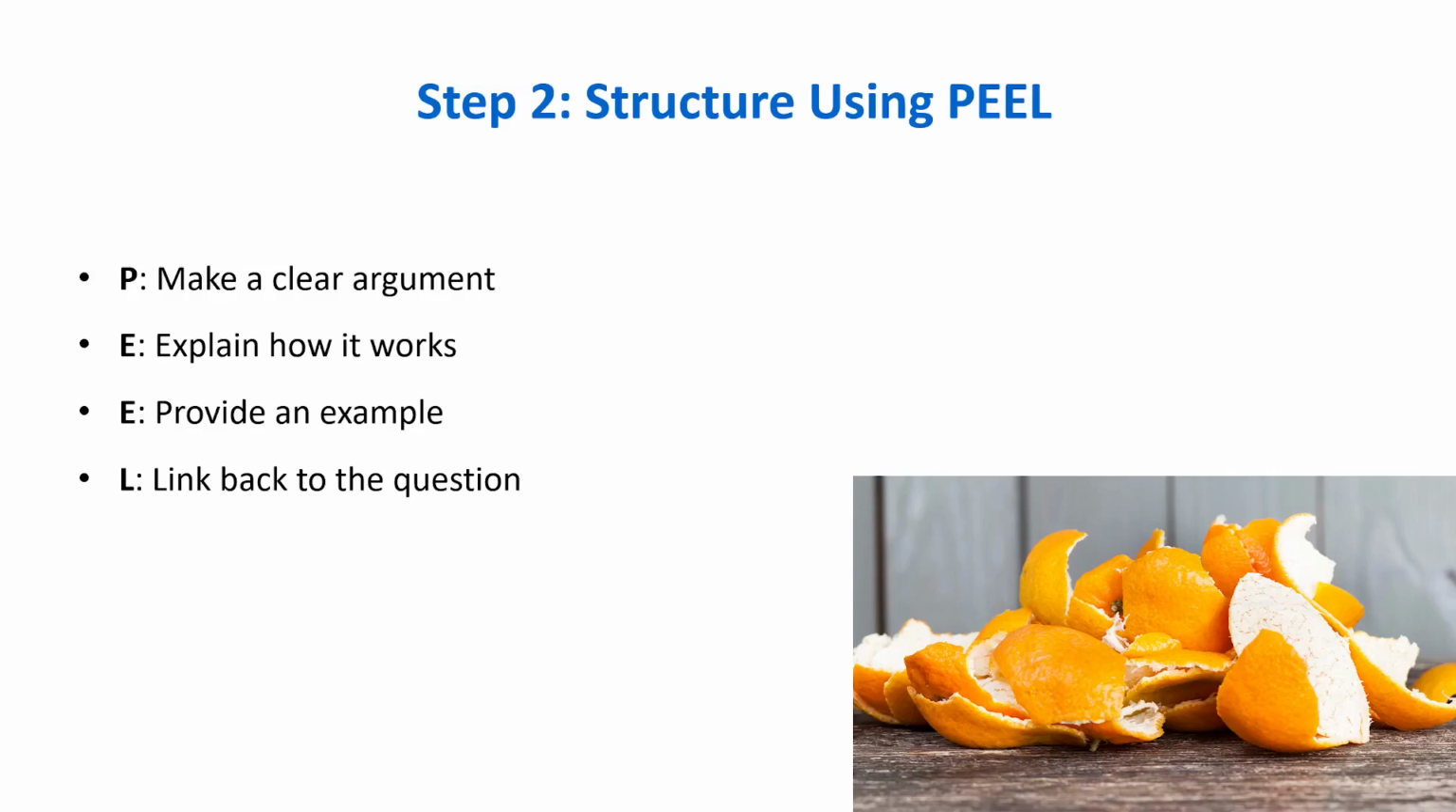Next, you should be focusing on using the PEL structure. Your P should be your point, where you should be making your argument clear. Your first E should be explaining. You should break down your argument logically and explain what it means. Next, your next E should be an example. You should use a real-world case study or theory to prove why what you're saying is right. And finally, the L is link. You should tie it back to the original question and stay focused.